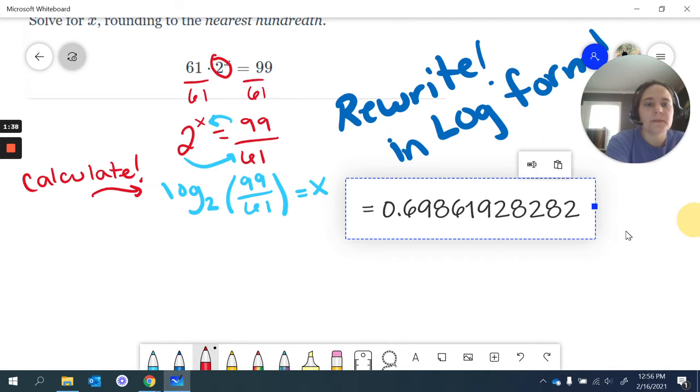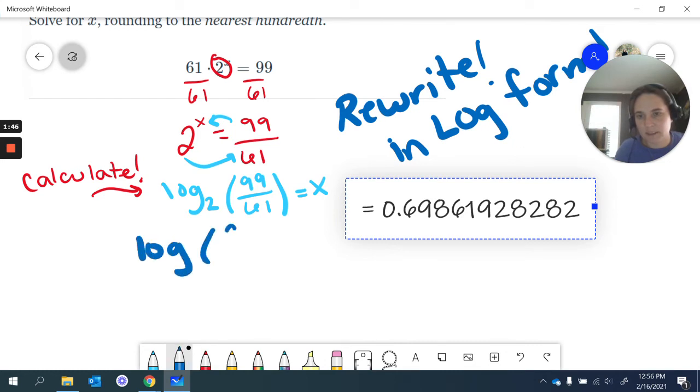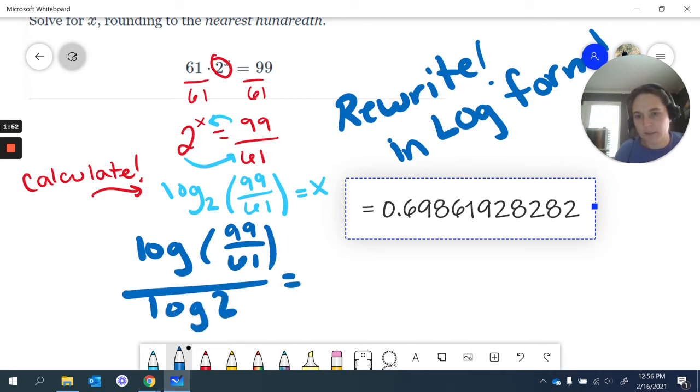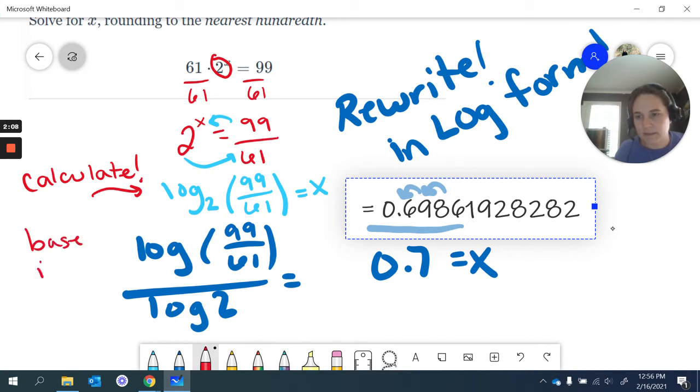So the big idea when you're typing it into your calculator is the base is in the basement. So it's log of 99 over 61 divided by log of 2 equals 0.69861. But when we are rounding, you do need to be careful. That will round to a 0, which will in turn round to 0.7. Okay, so again, base is in the basement. That 2 is in the basement.